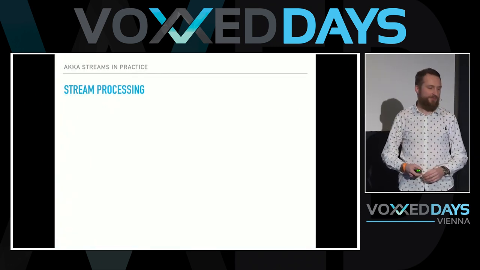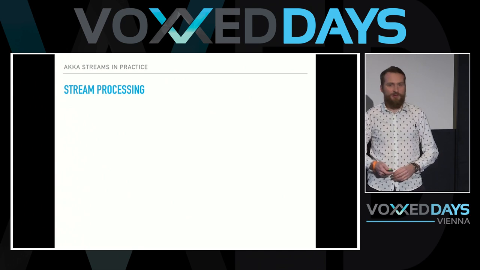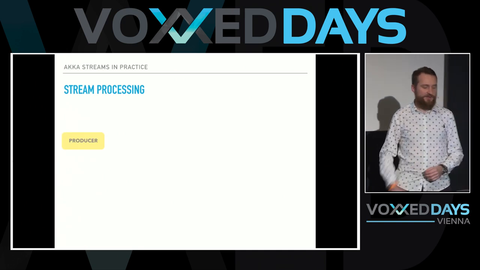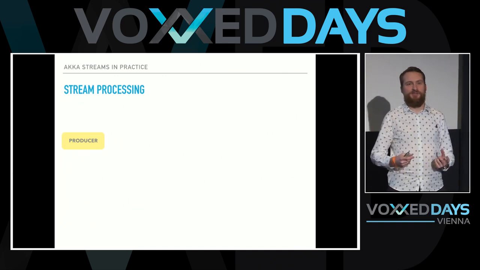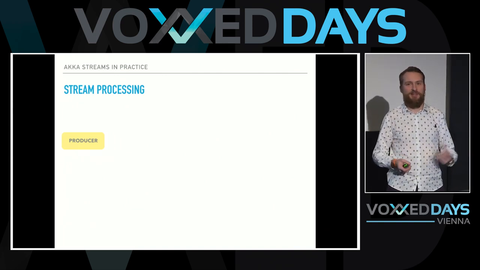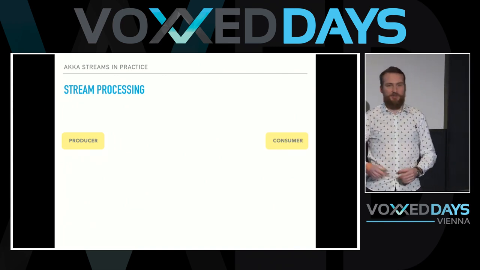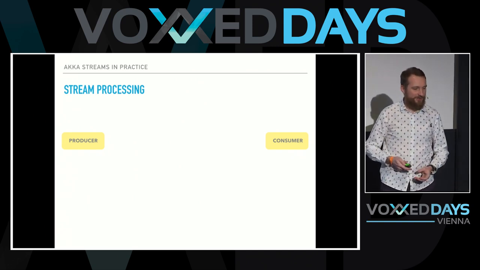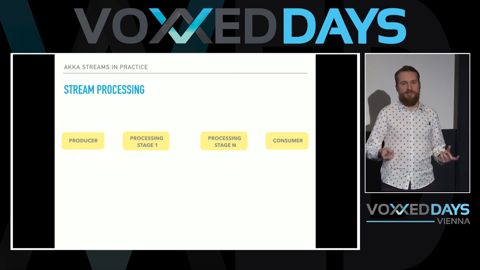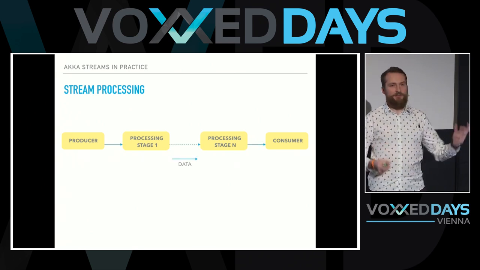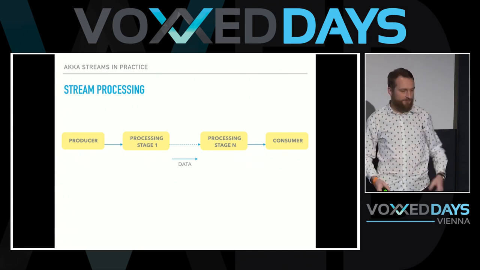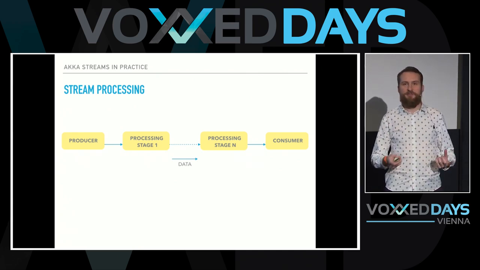Okay, so what is stream processing, actually? Perhaps a lot of you have heard about the concept. The general idea of stream processing is that you have some kind of source of your data. We can call it a producer. You have a target place for your data, which we can call a consumer. And then you have a number of processing stages. And of course, the data flows from the producer through the processing stages up to the consumer. So you may think this is everything.